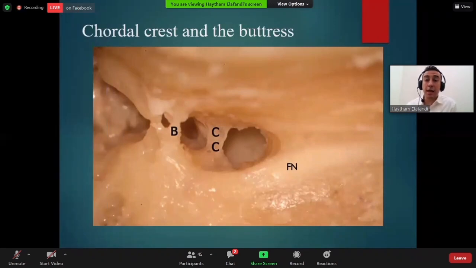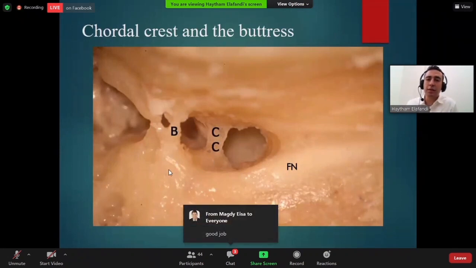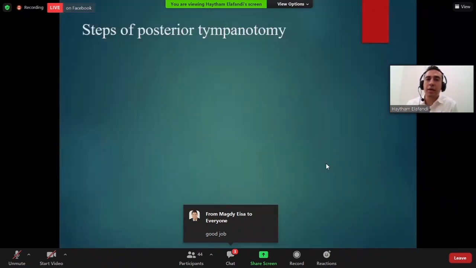So this is a close view of the posterior tympanotomy. We have here two anatomical structures that usually confuse some pathologists. Here is the buttress and the chordal crest. After you open the posterior tympanotomy, you will find this crest called the chordal crest and the buttress. The buttress represents the short process of the incus from inside, and this is the chordal crest, and here is, of course, the facial nerve, the relation of the buttress and chordal crest to the facial nerve.